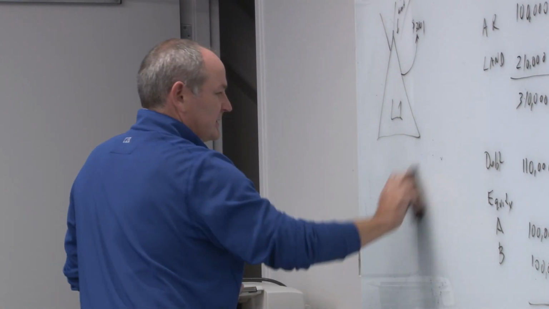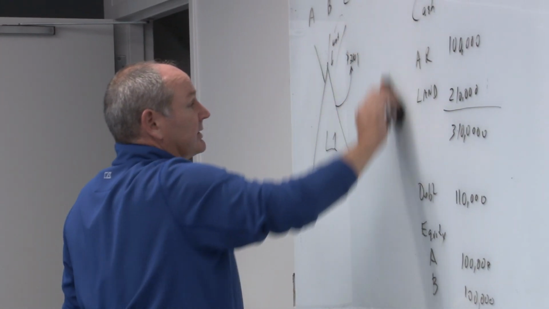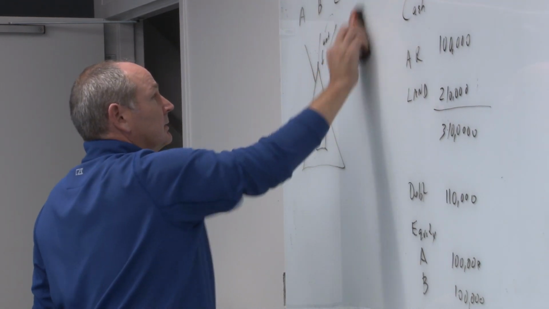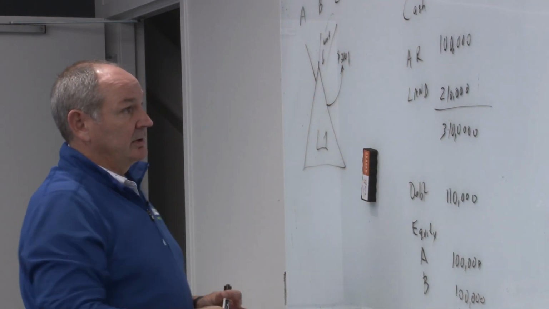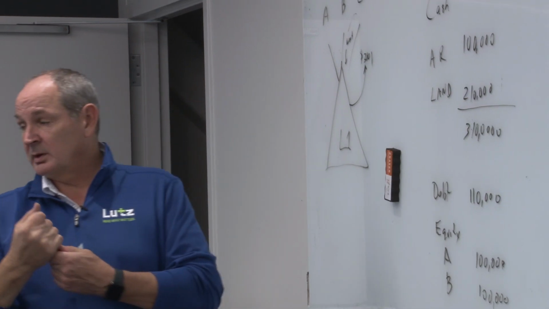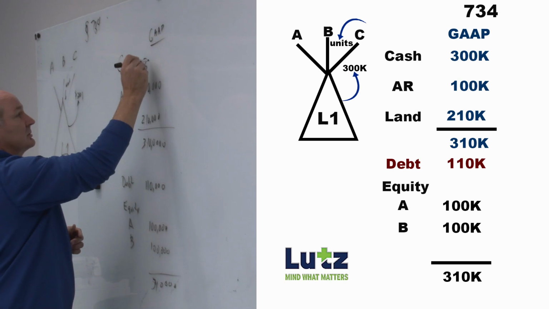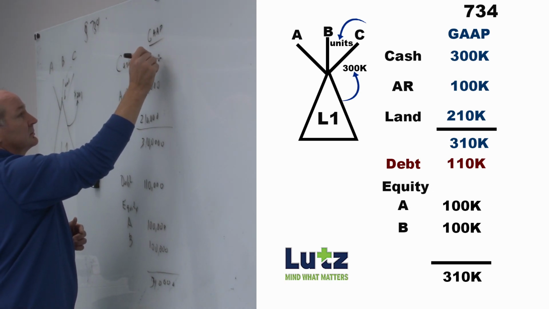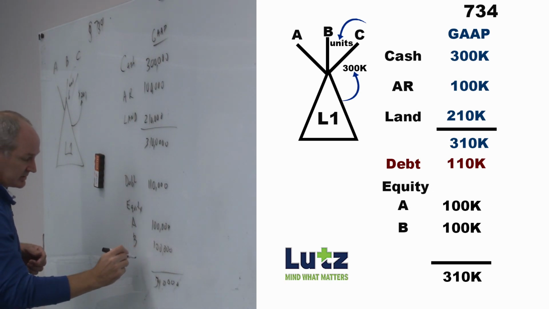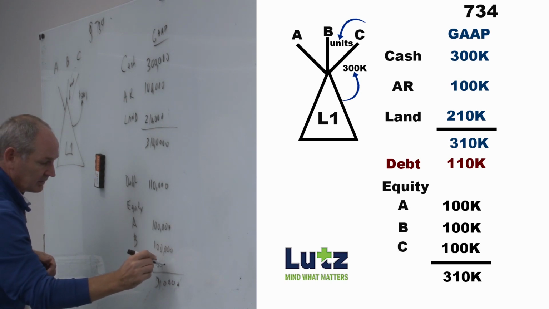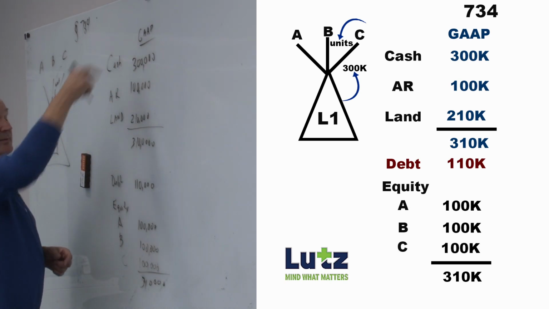So I'm going to take this one step further, because of the possibility, and we're going to keep the facts exactly the same. 300 of cash, 100 of C still in the game, and it's GAAP financials.